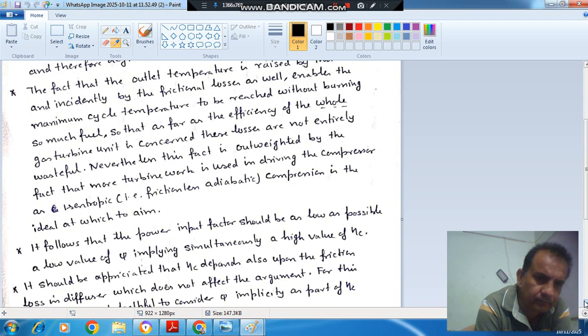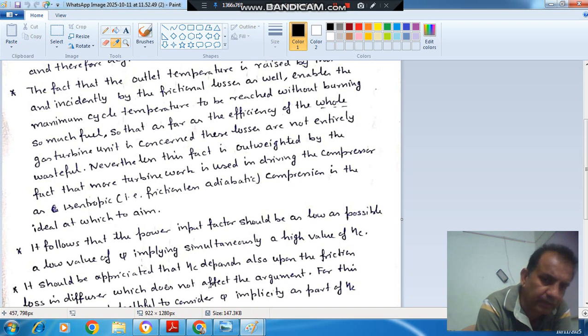Next is, it follows that the power input factor should be as low as possible, or nearly equal to 1. A low value of power input factor implies simultaneously a high value of isentropic efficiency. Okay, so these are interrelated.